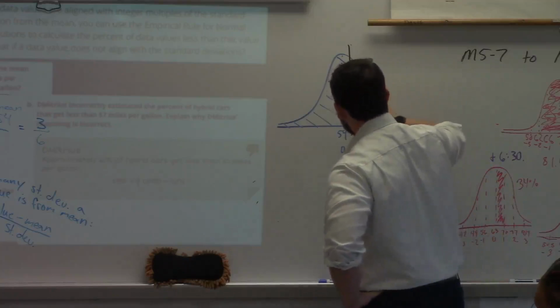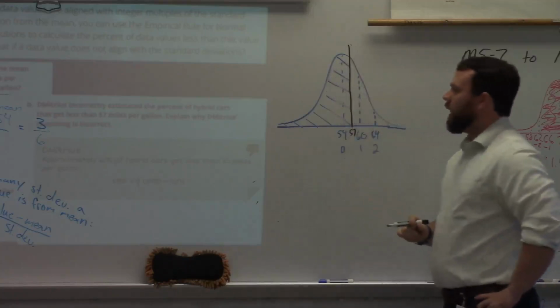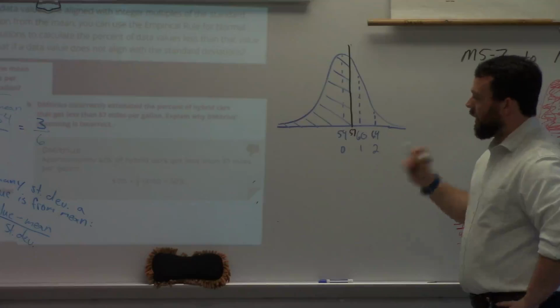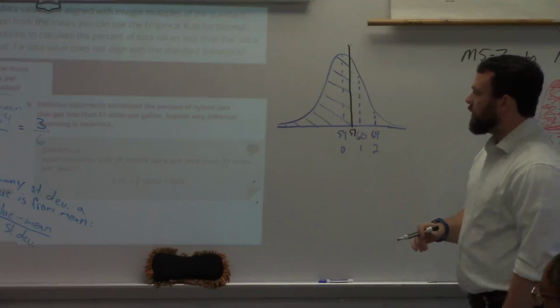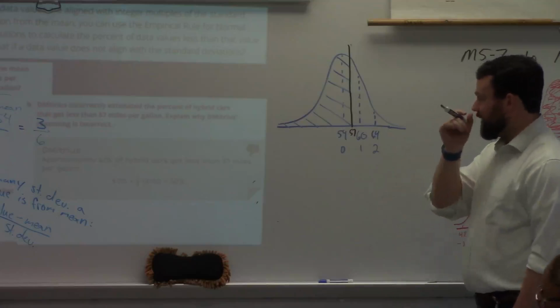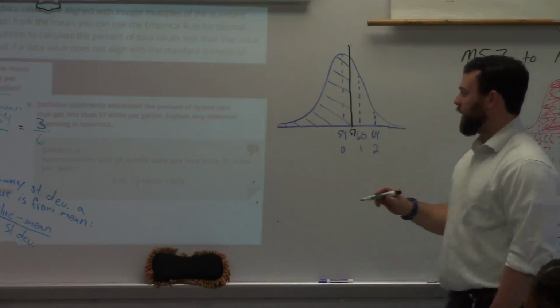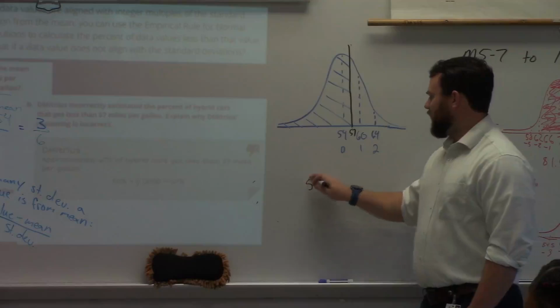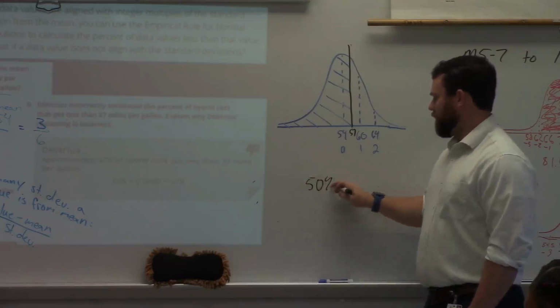He incorrectly estimated the percent of hybrid cars that get less than 57 miles per gallon, and so Dimitri said it's approximately 67 that get less than 57 miles per gallon. And he said 50%. Where's that 50% coming from?